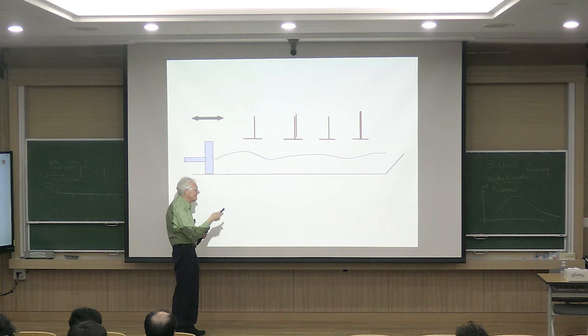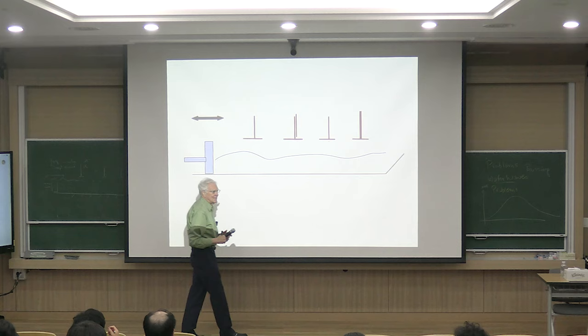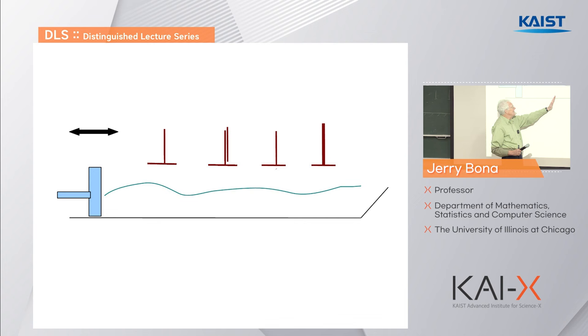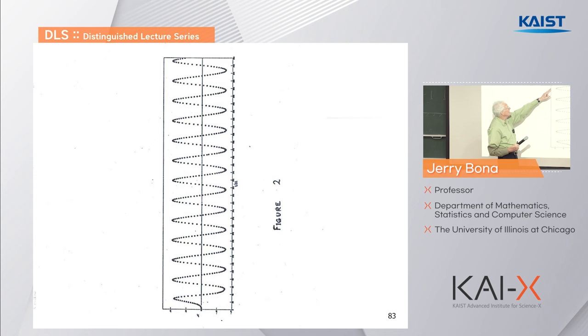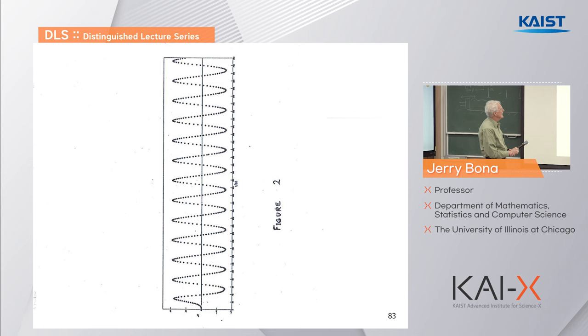Now I need some initial data. Well, actually it's not initial data, boundary data. So at this point, which I'll call x equals zero, I measure the signal. Let me show you what it looks like. This is what it looks like. It doesn't look very fierce. It looks more or less like a sine wave. It's not a sine wave, but it looks a lot like a sine wave.